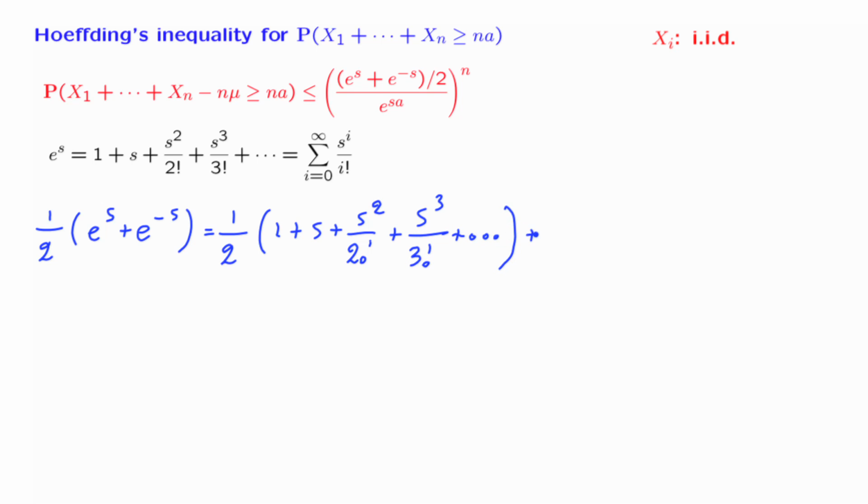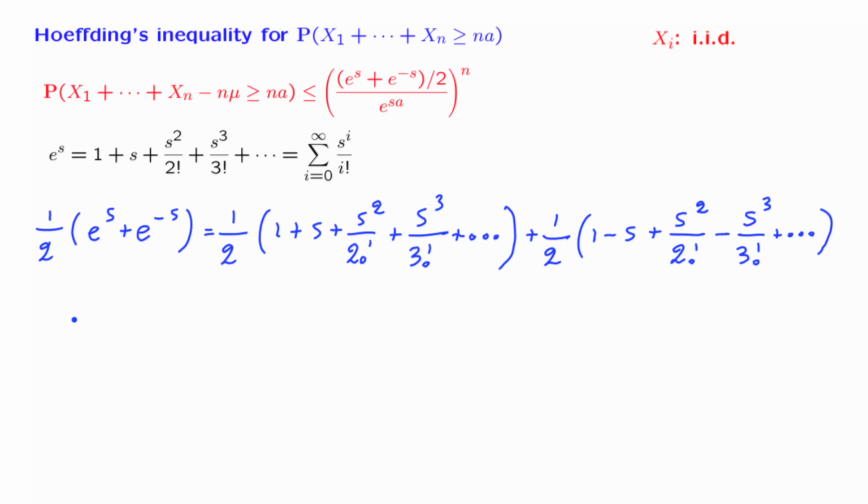And then for the term e^(-s), we have a similar expansion, except that we put a minus s in the place of s. Now minus s squared is the same as s squared with a plus sign, but for s cubed, when we have minus s, this becomes minus s cubed, and so on. And so we see that in this expansion here, we will alternate between positive and negative signs. This means that all the odd power terms will cancel each other, but the even power terms will survive.